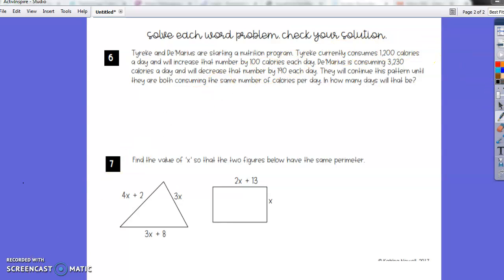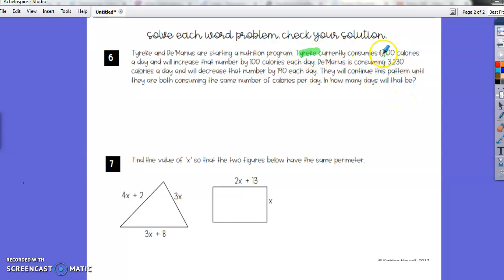All right, so here we're looking at Tyreek. Tyreek and DeMarcus are starting a nutrition program. Tyreek currently consumes 1,200 calories a day and will increase that number by 100 calories each day. Demarius is consuming 3,230 calories a day and will decrease that number by 190 calories each day. They will continue this pattern until they are both consuming the same number of calories per day. And how many days will that be?